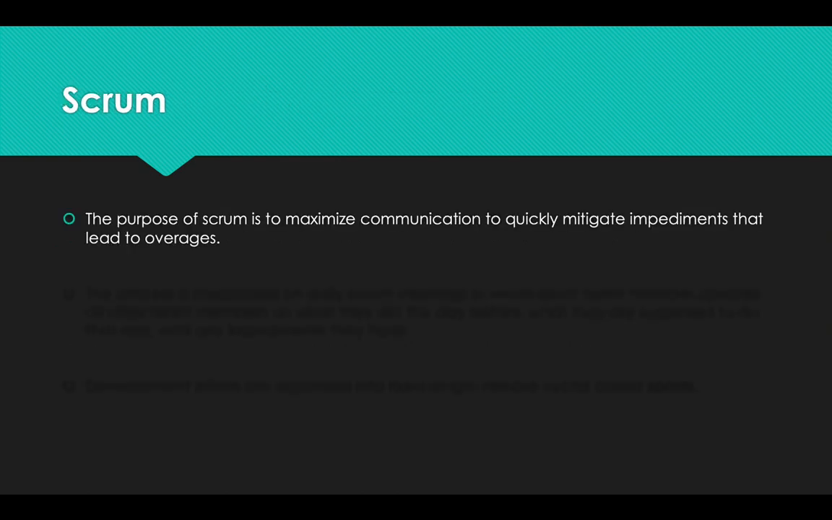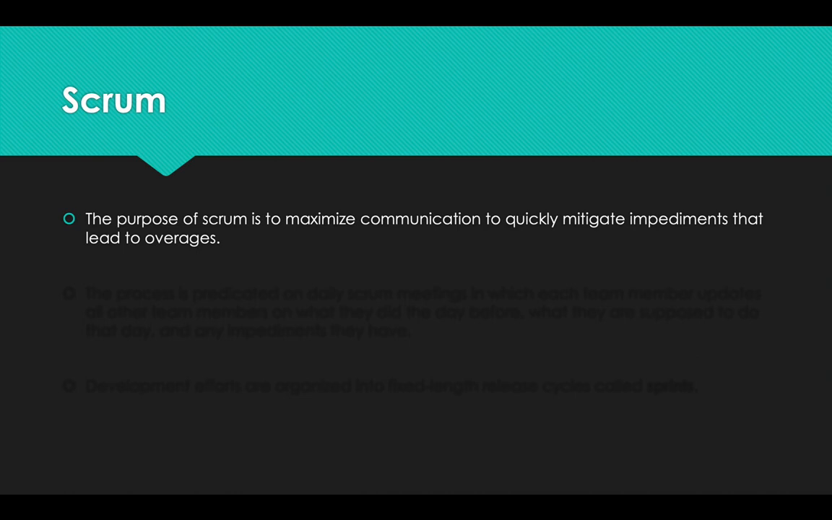So the entire concept of Scrum is to maximize communication between members of a team, and then at scale to maximize the communication between teams within an organization. And so the idea behind that is if you can maximize communication, that means you're going to be able to quickly mitigate any impediments and also any risks that are caused by changes that other members of the team or other teams in the organization aren't aware of yet.